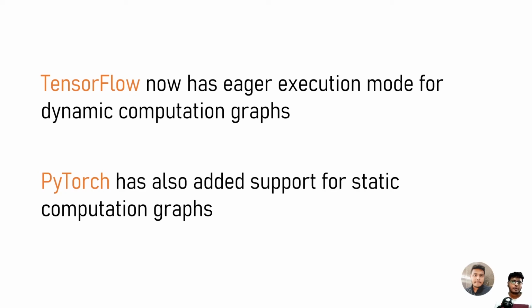Whereas PyTorch has also now added support for static computation graphs, right? So you can even use PyTorch for production deployments. But still, the default mode of both of these libraries remains the same. The default mode of TensorFlow is a static computation graph, whereas the default mode of PyTorch is a dynamic computation graph. So these are basically all the similarities and differences between TensorFlow and PyTorch.